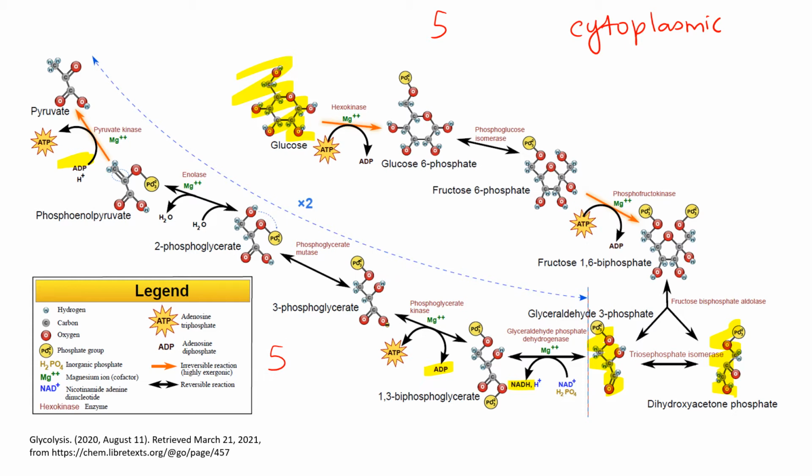Okay, let's look at the legend. H indicates hydrogen, C carbon, O oxygen, and this one is phosphate group. Kemudian kita ada inorganic phosphate, which comes from phosphoric acid. And then this one is magnesium ion, a cofactor. And then yang ni, NAD+, is nicotinamide adenine dinucleotide.